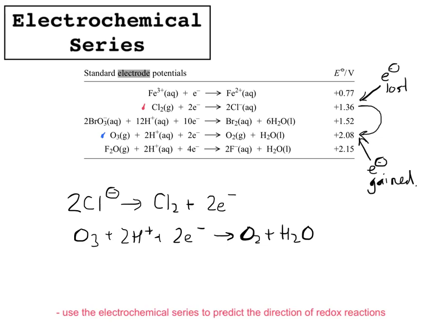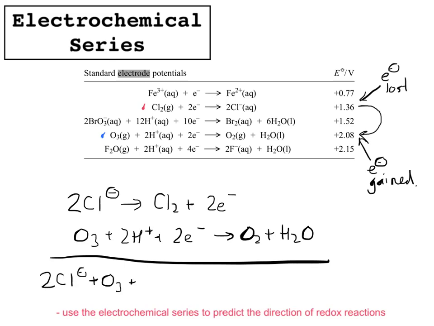If these two cells were connected together, the overall equation, if it was discharging, would be 2Cl⁻ plus O3 plus 2H⁺ goes to make Cl2 plus O2 plus H2O. So if we connect these two cells together, then when electricity is flowing and we're getting a voltage, that's the reaction that would be happening. If we were recharging the cell, if it was a rechargeable cell, then the opposite reaction would happen when the electrons are forced back the other way.